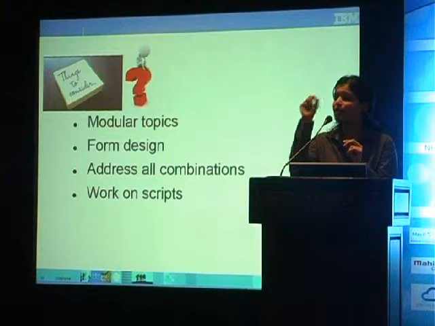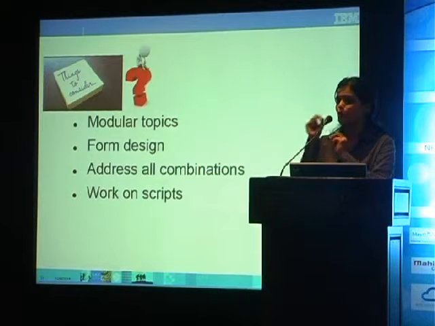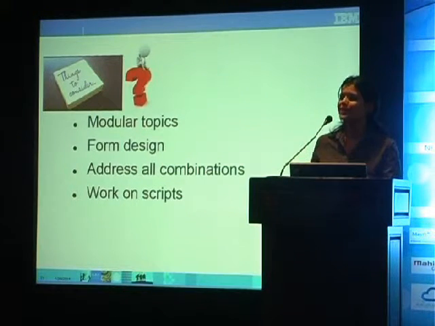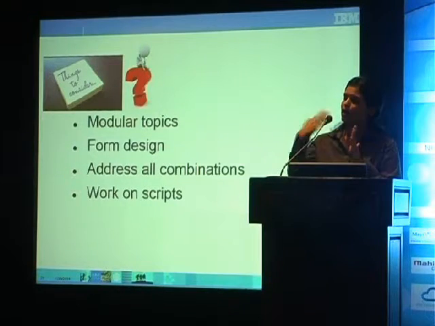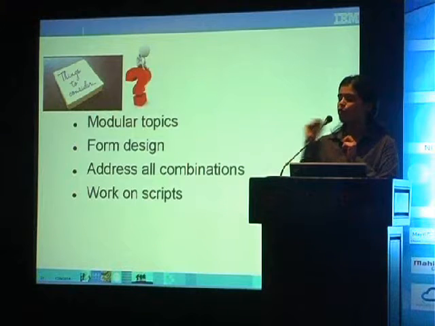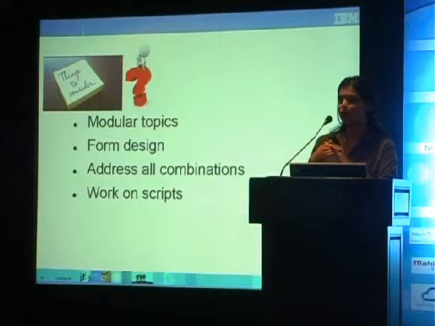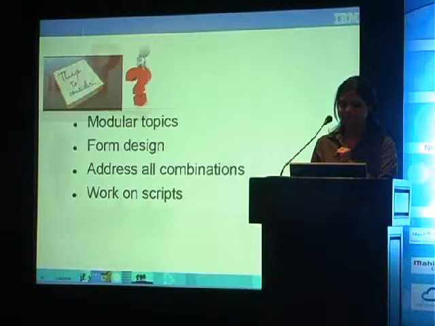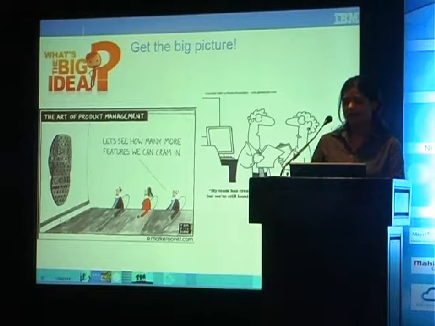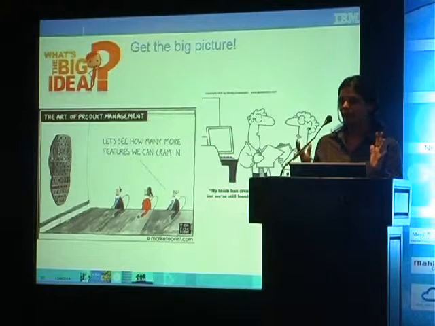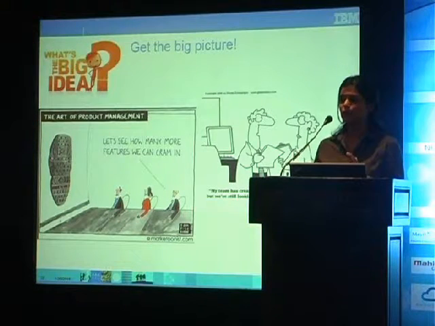So step 1, applicable only for Windows. Step 2, applicable only for Linux. This is not a very good user experience. Anybody reading through these kinds of guides would really get frustrated. So ensure that your topics are modular, design your form very clearly, and the form should take care of disabling any of the fields or anything that is not supported for that particular combination, and work on the scripts.